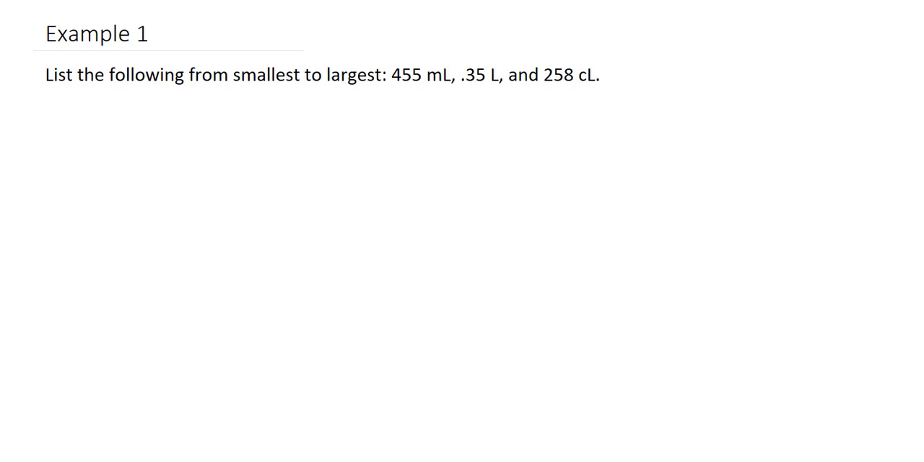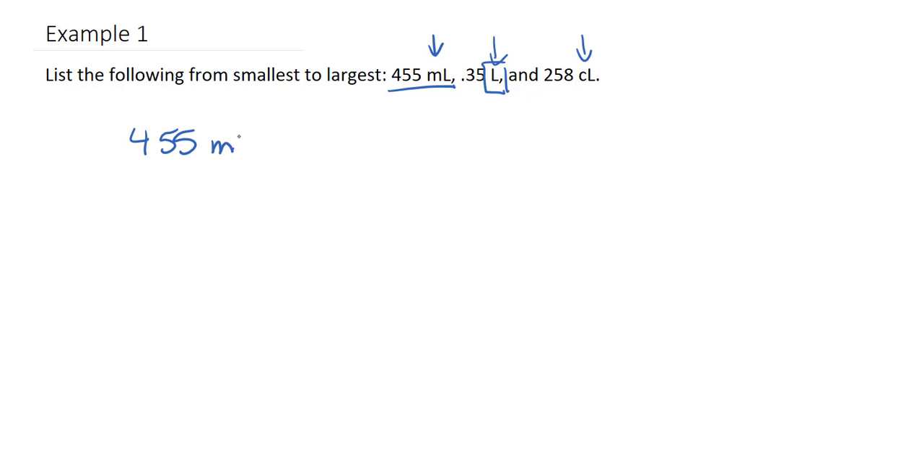So what does that mean? That we probably need to convert all of these so they're at the same base unit. So we have milliliters, liters, and centiliters. What I would do is convert everything to liters, and then we can rank it from smallest to largest. So the first thing we're going to have to do is convert these to liters. We have a couple of conversions here.